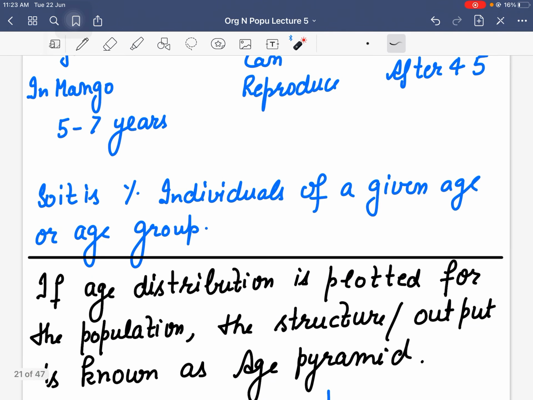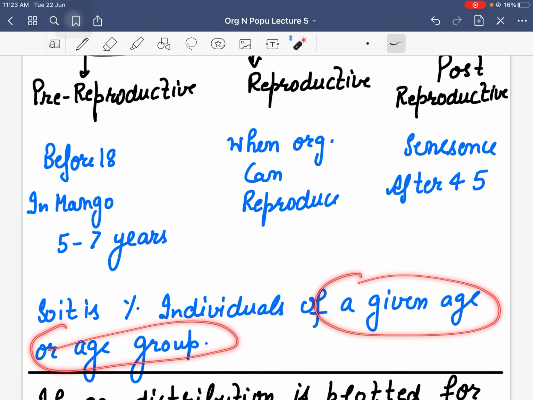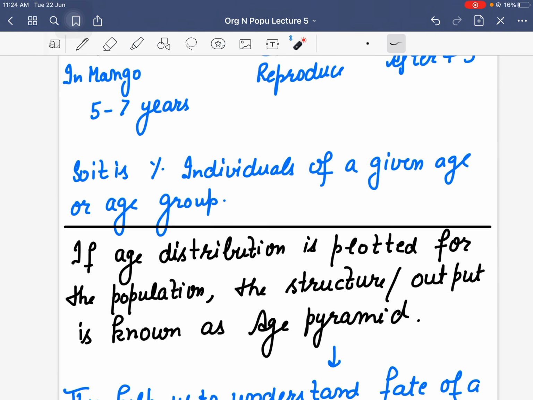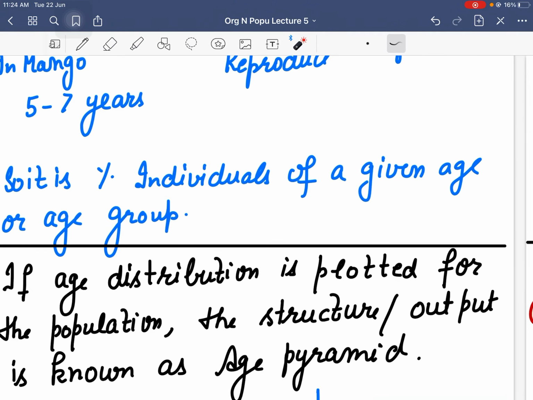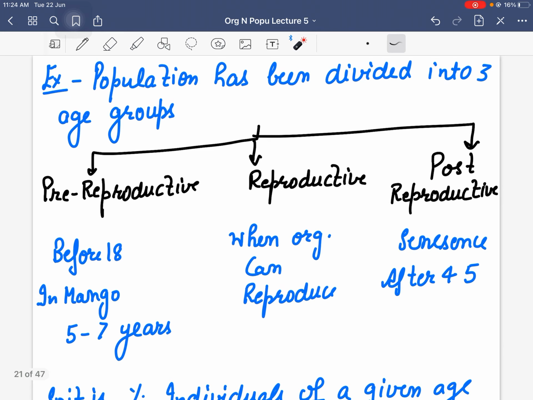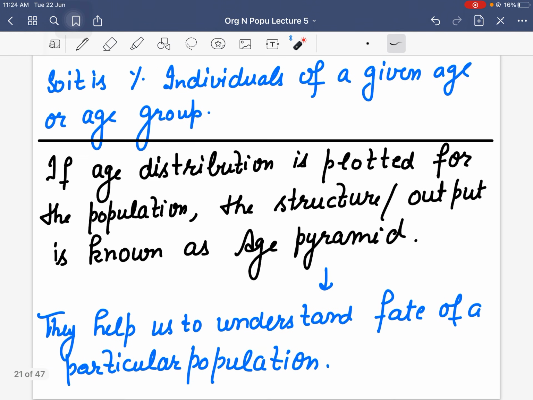So it is the percentage of individuals of a given age or age group. बच्चों, जो हमारा एज डिस्ट्रीब्यूशन है, it is the percentage of individuals of a given age or age group. If we plot age distribution graphically for a population, the structure which comes out is known as the age pyramid, because all the individuals of a population fall into 3 different age groups.